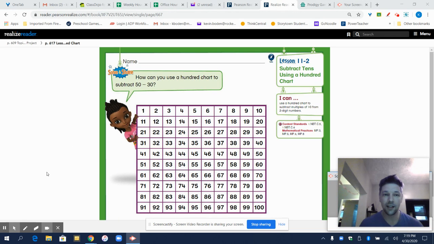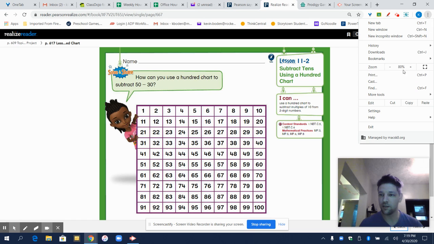So let's move on to lesson 2 in topic 11. We're going to keep on subtracting tens, but today we're going to use this thing right there, which is our hundreds chart. Yesterday we talked about drawing pictures of place value blocks and subtracting 10.